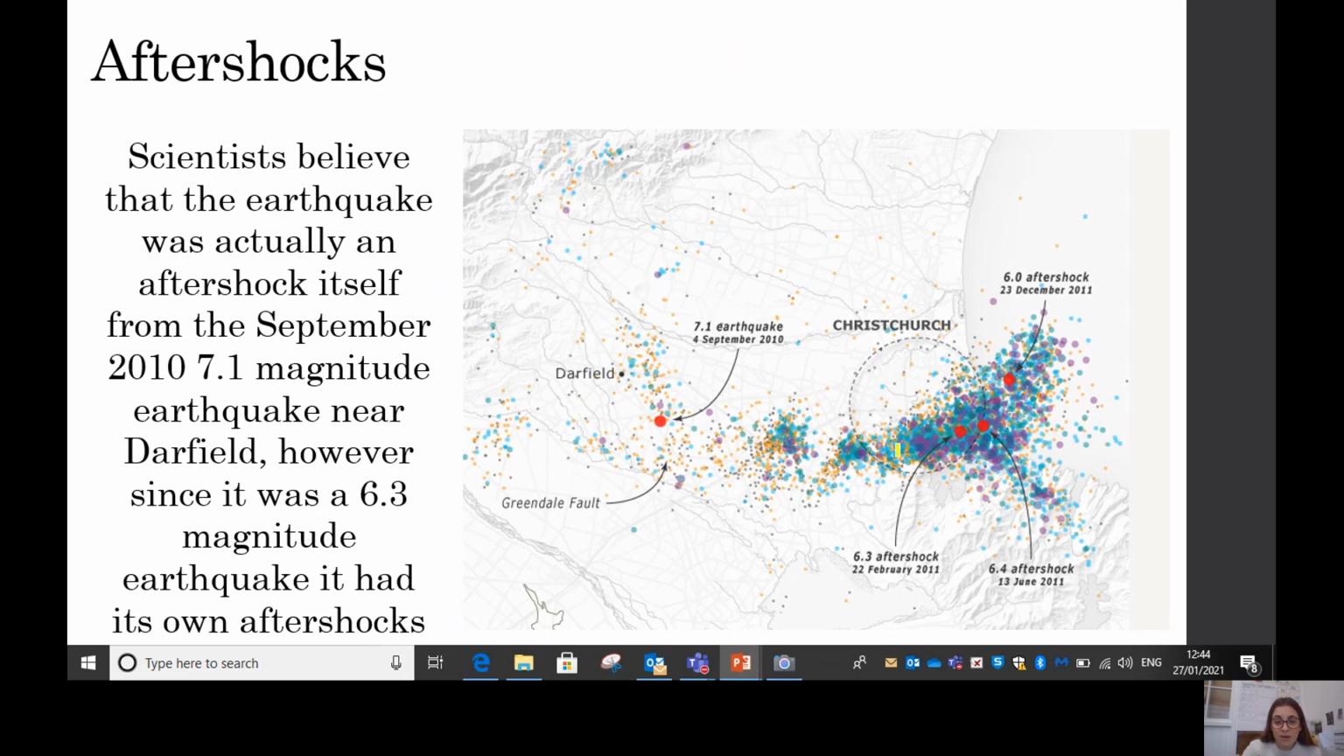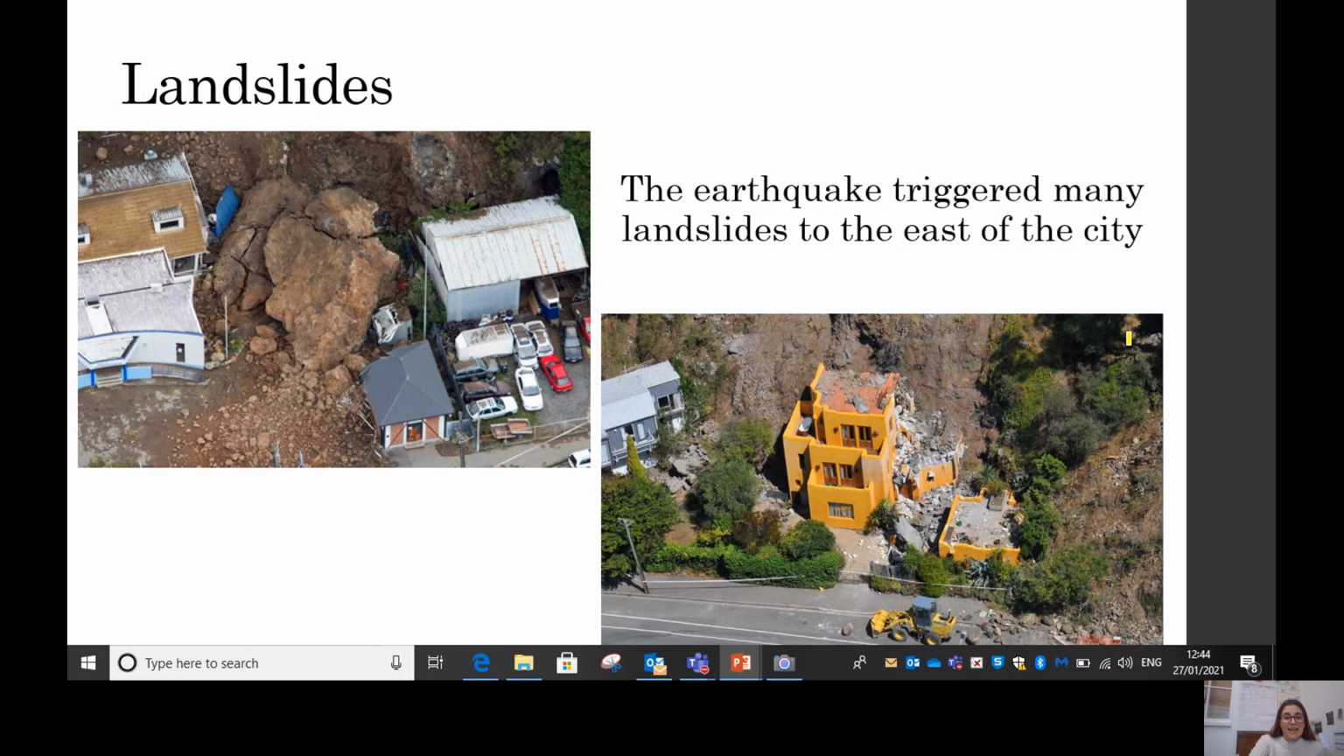But as we can see on this diagram here, in June 2011 there was a 6.4 aftershock, and in December 2011 there was a 6 aftershock. So aftershocks are the first physical effect that occurred due to this earthquake. The next one is landslides.